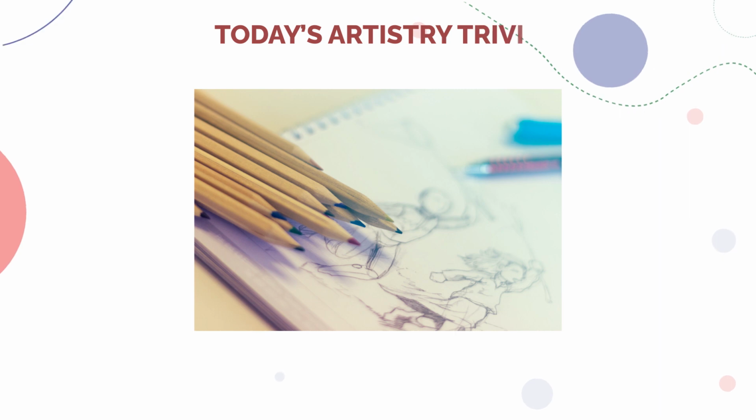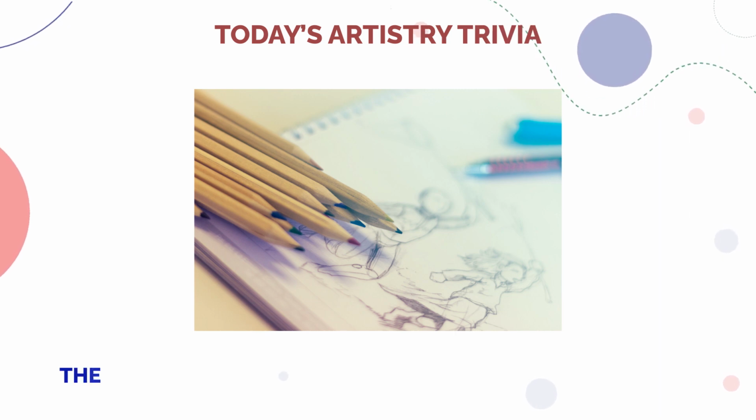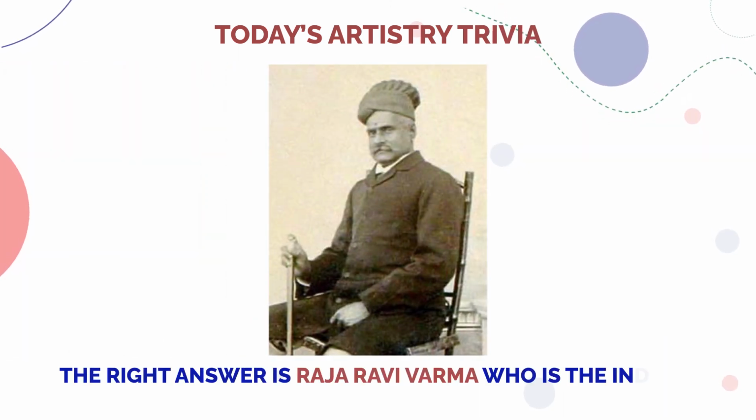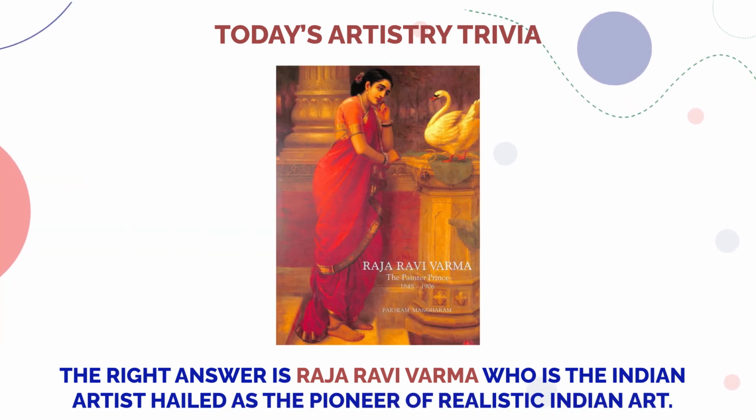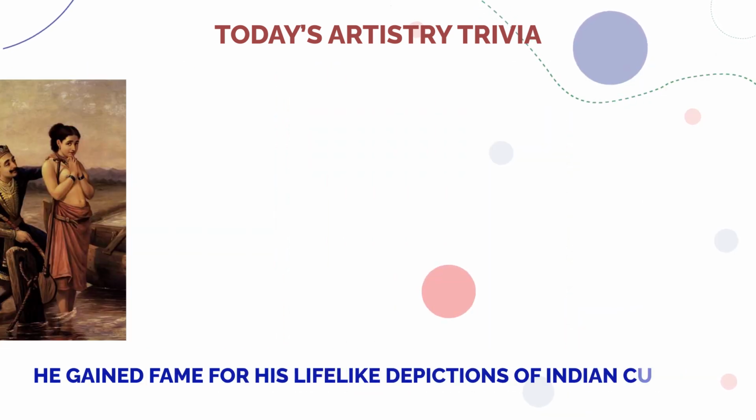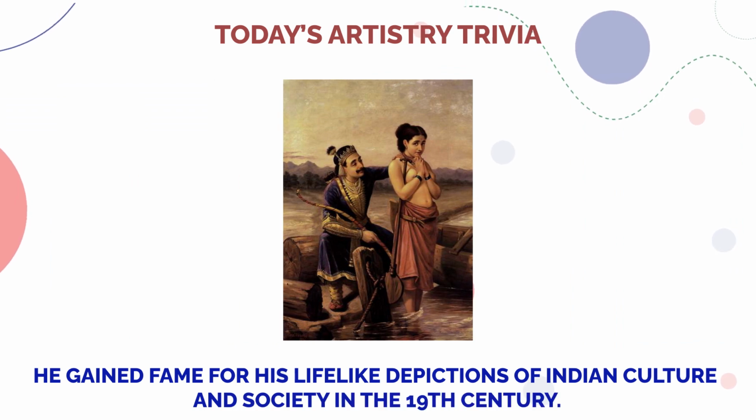Now, coming back to the artistry trivia question. The right answer is Raja Ravi Varma, who is the Indian artist hailed as the pioneer of realistic Indian art. He gained fame for his lifelike depictions of Indian culture and society in the 19th century.